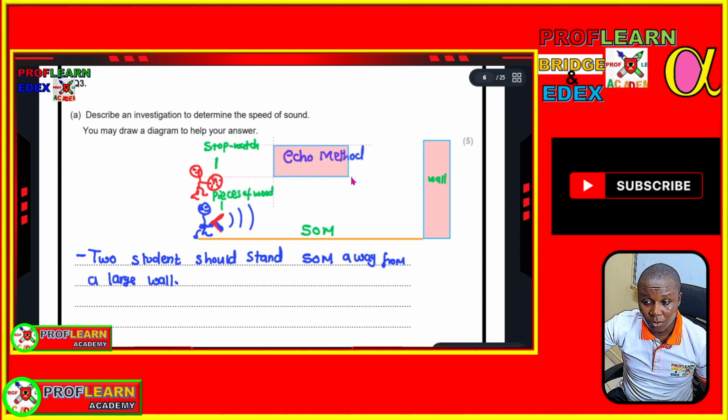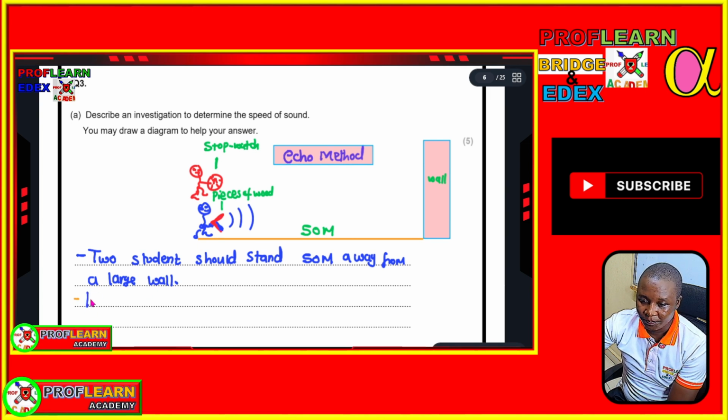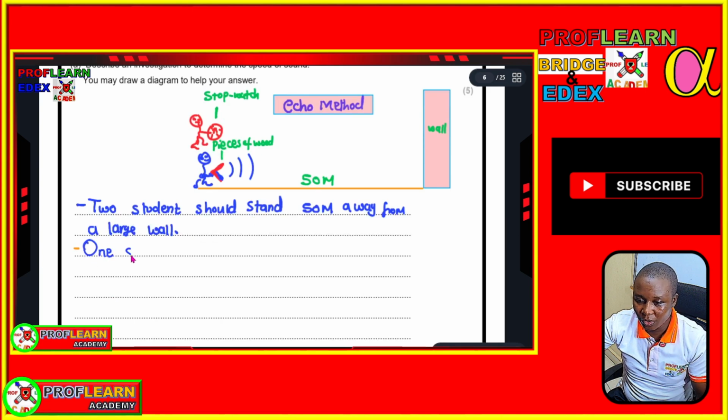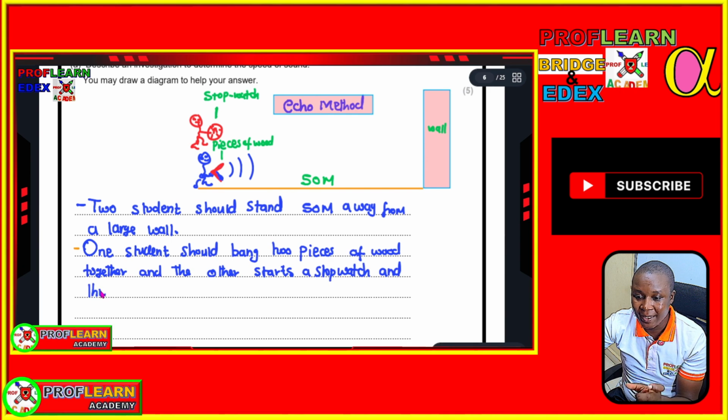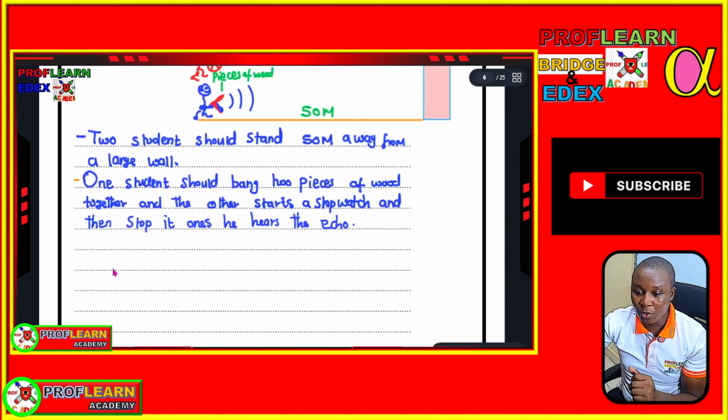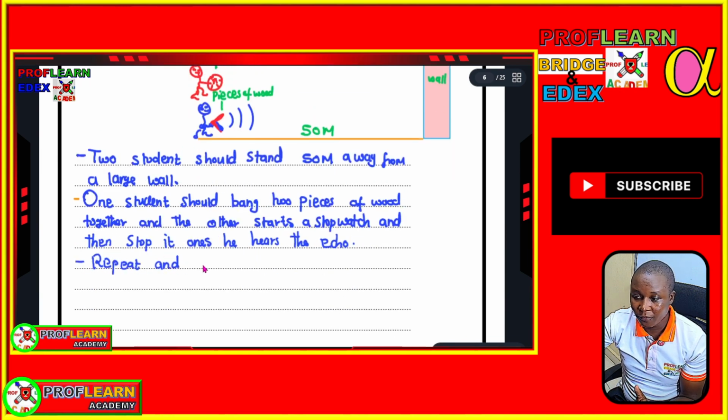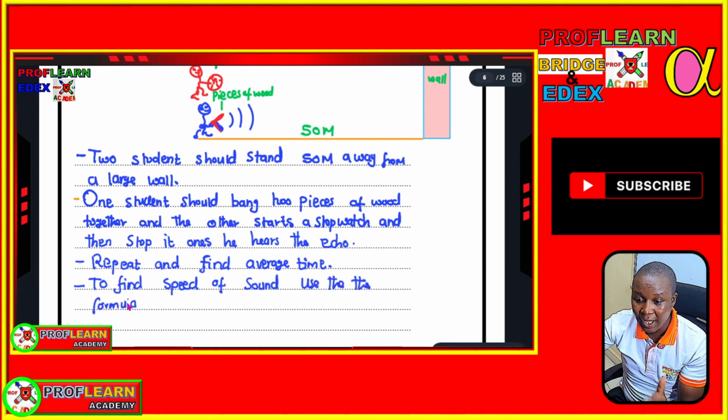So this is the echo method we're going to use at this given point. One student should bang the two pieces of wood together, and the other student is going to start the stopwatch immediately the pieces have been banged together, and then stop the stopwatch immediately they hear the echo, right? They are going to repeat and then find the average time which the sound takes to travel to the wall and back to them.